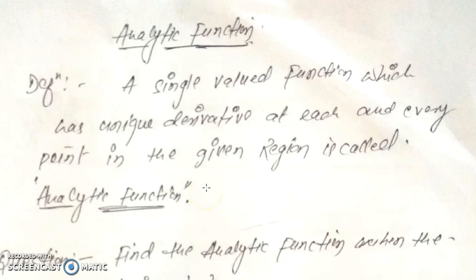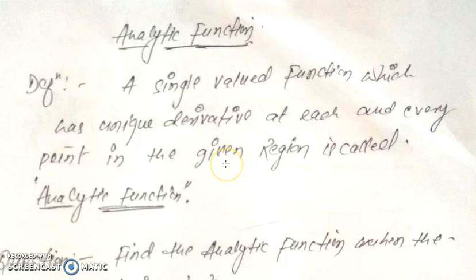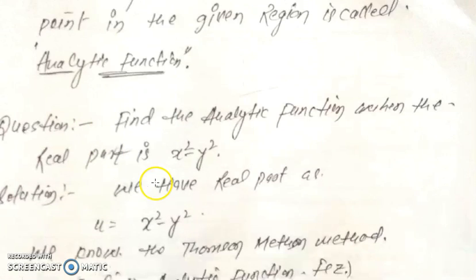So means that we can say if we have any function, there are 2 most important points. One, that function should be single valued, and second, it has a unique derivative at each and every point of the given region. So we can clear our this analytic function by using a numerical problem.